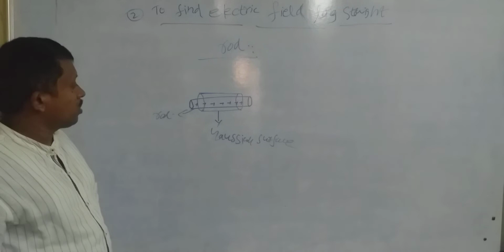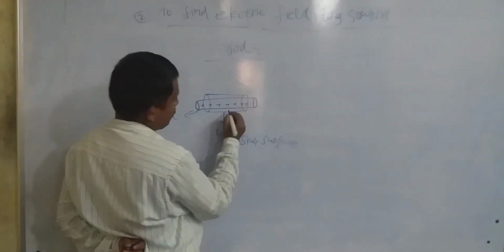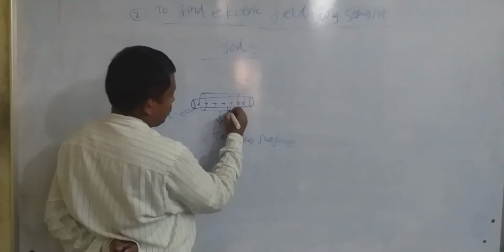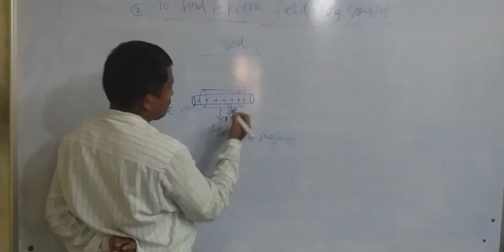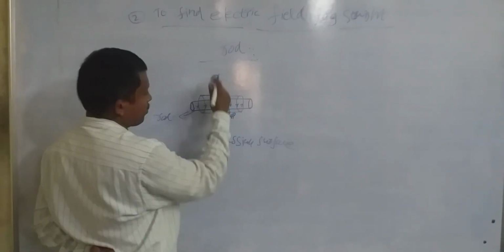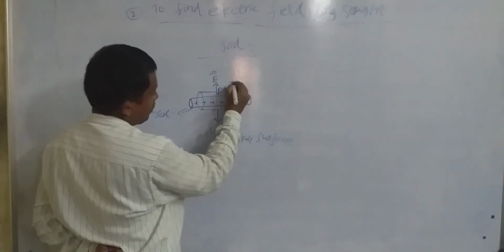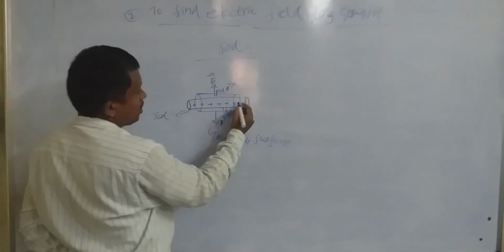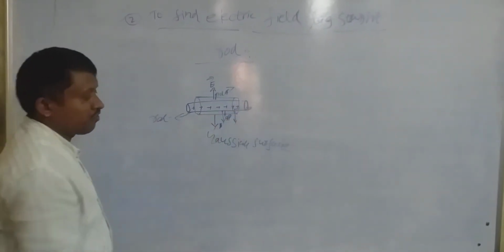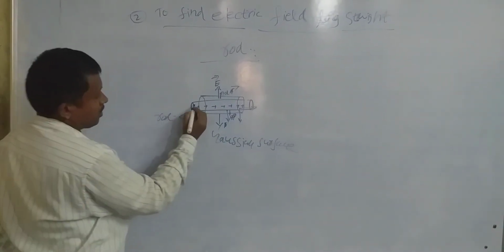So now I am going to find out the electric field. What about the electric field at this point? The electric field is acting in the outward direction. This is the area vector, dA vector. What about the top of the cylinder? The area vector is perpendicular to the surface, and here also it acts perpendicular to the surface.